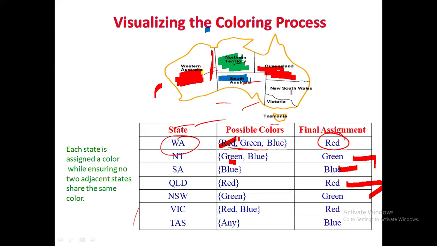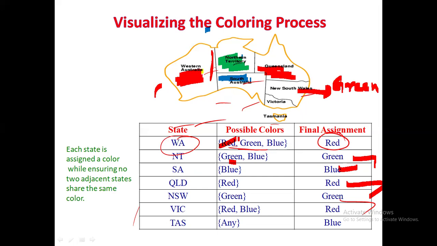Next, New South Wales. The possible color is green. So here we are marked in the table. NSW has borders with QLD, SA and VIC, Victoria. Since QLD is red and SA is blue, the only remaining color for NSW is green.